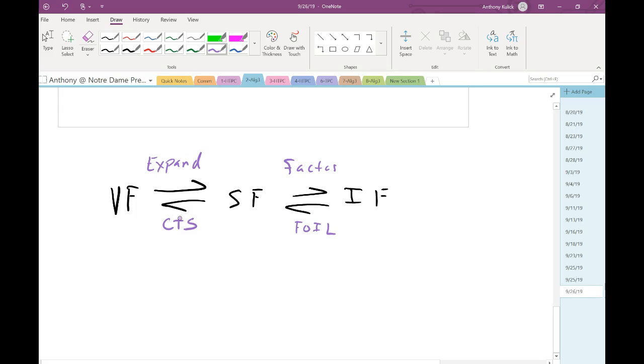I'm going to abbreviate that as CTS. And this is what we're going to talk about today. This process is not real easy. It's a little bit complicated. It's going to inherently often involve fractions.